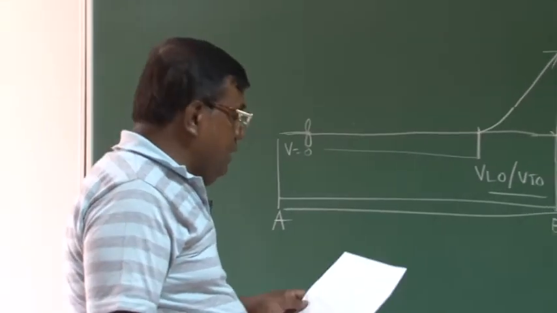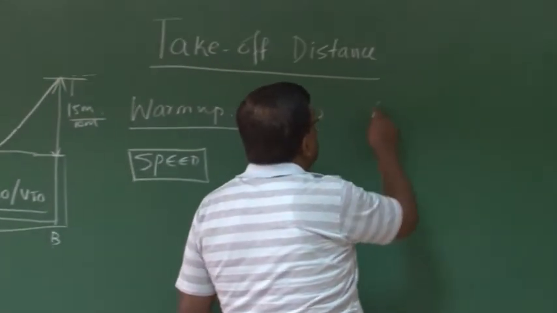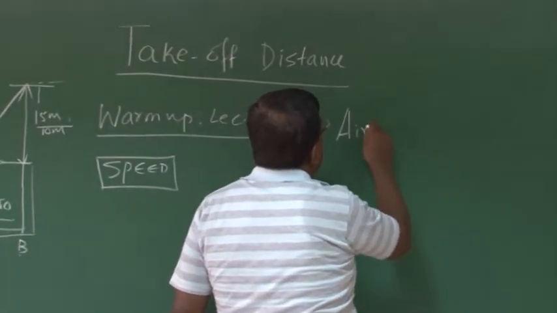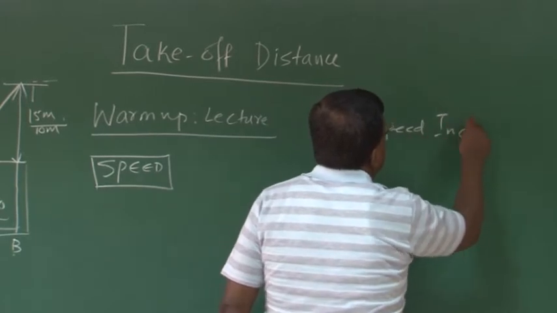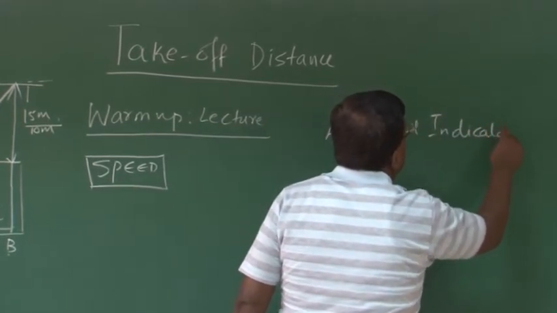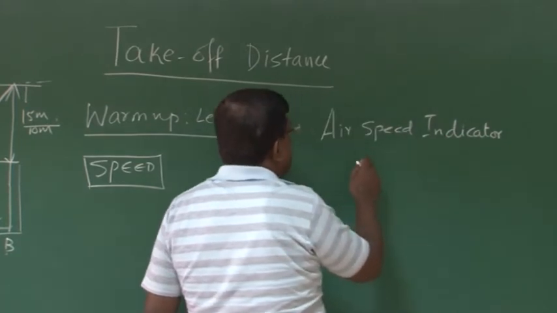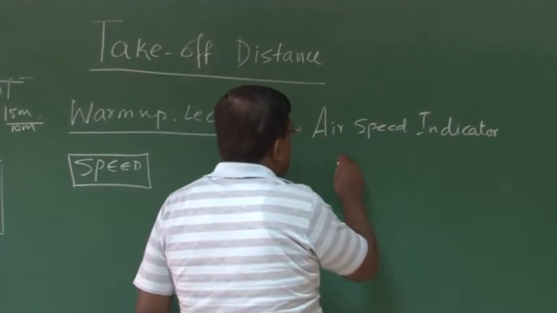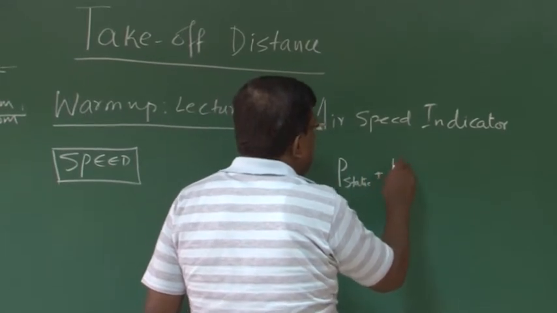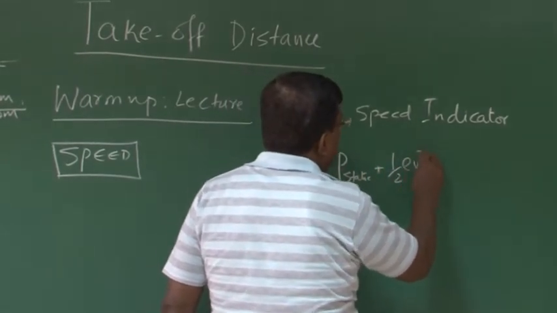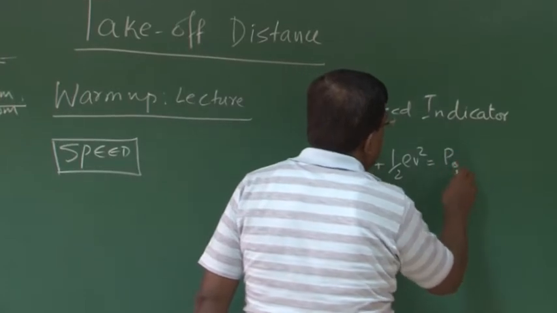So let us revise. We remember that we are using the airspeed indicator, and the principle was basically I know P static plus P dynamic, which is half rho V squared, is P total, P naught.